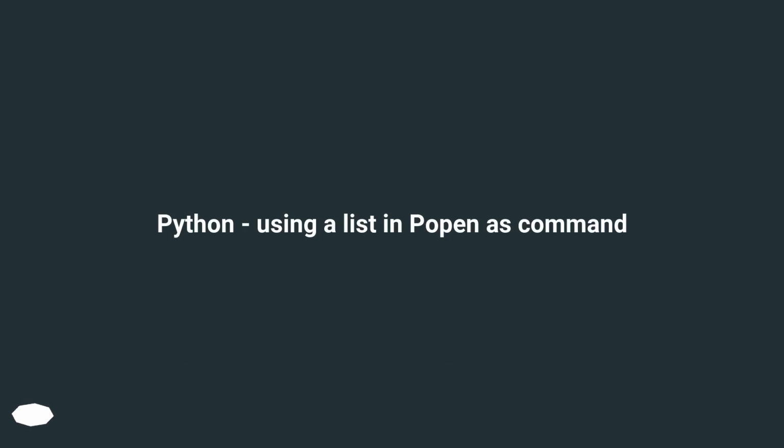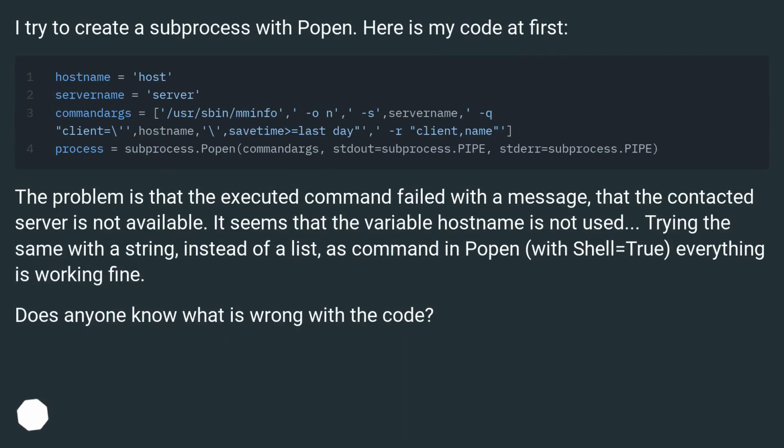Python, using a list in Popen as command. I try to create a subprocess with Popen. Here is my code at first.